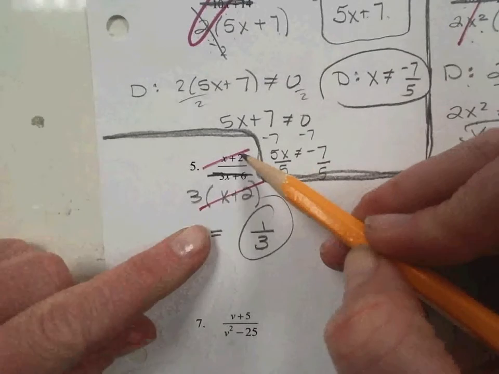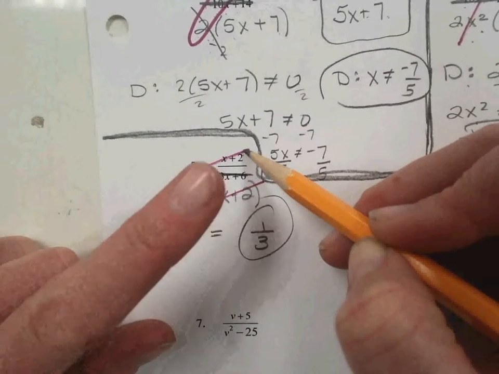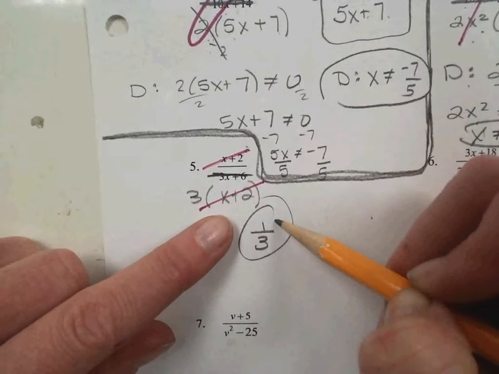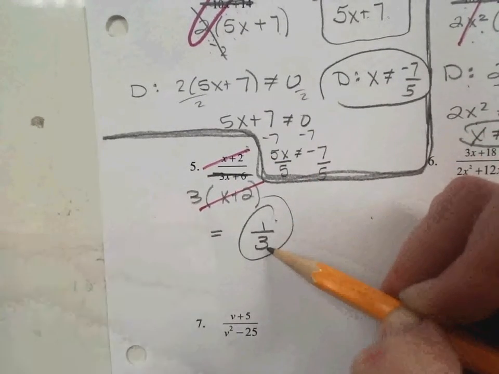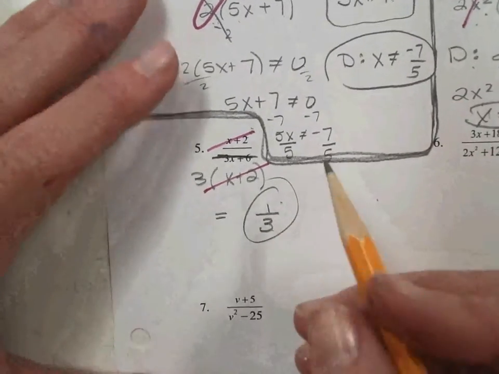Wait, how'd you do it? The numerator, x plus 2 is canceled out. So what's left if things cancel out entirely? Like in the numerator, it's a 1 that's left there. And the 3 is left in the denominator.